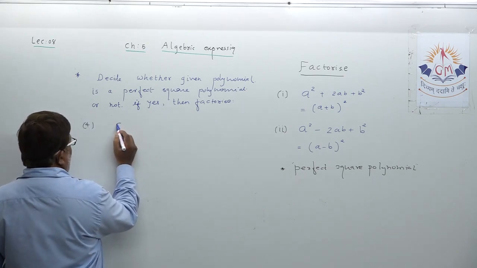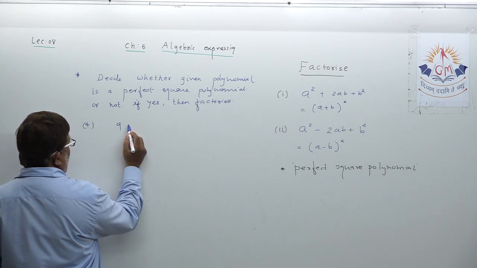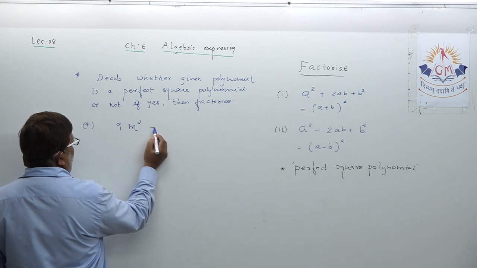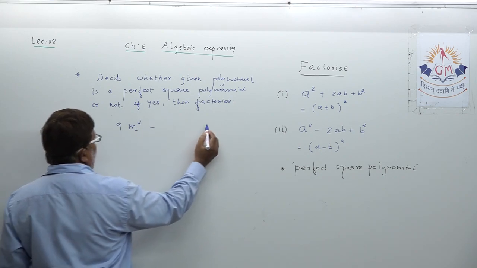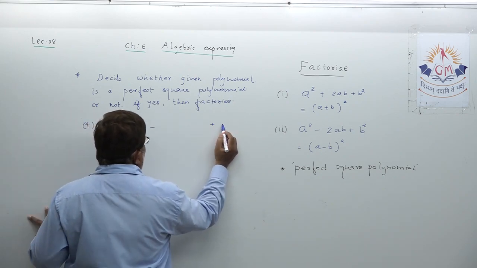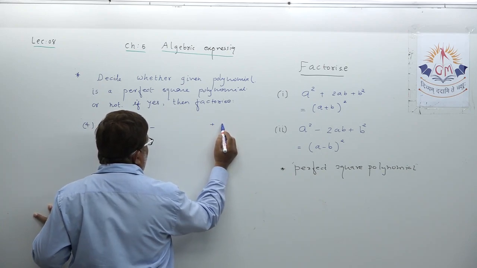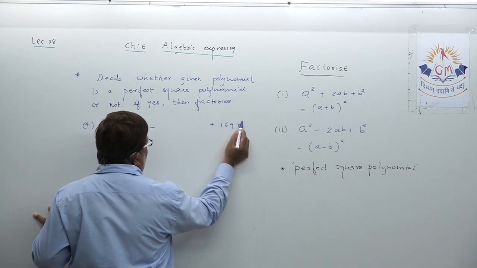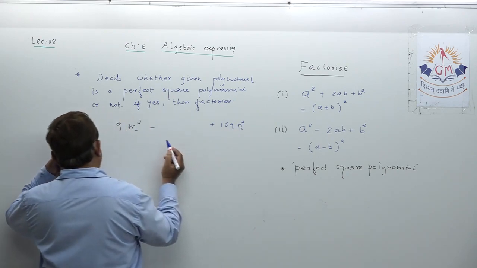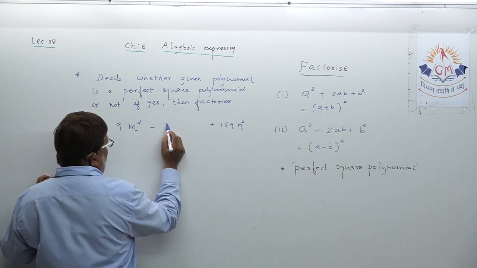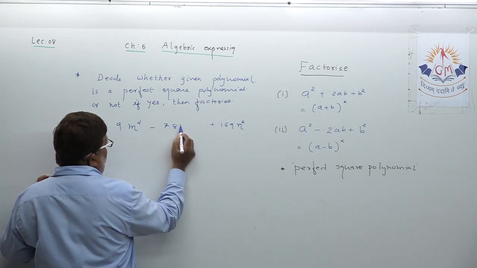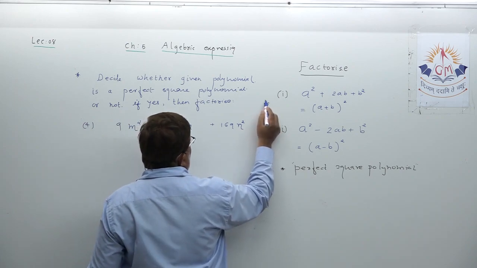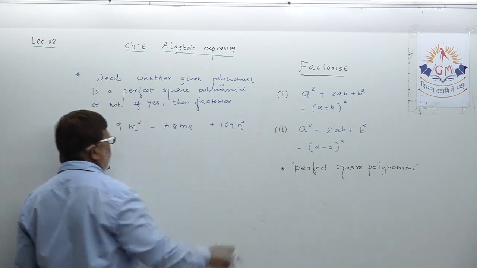Suppose 9m square minus, okay, here let me write something, plus suppose 169n square, okay, and here 78mn, right, 78mn. Okay, let us do it.